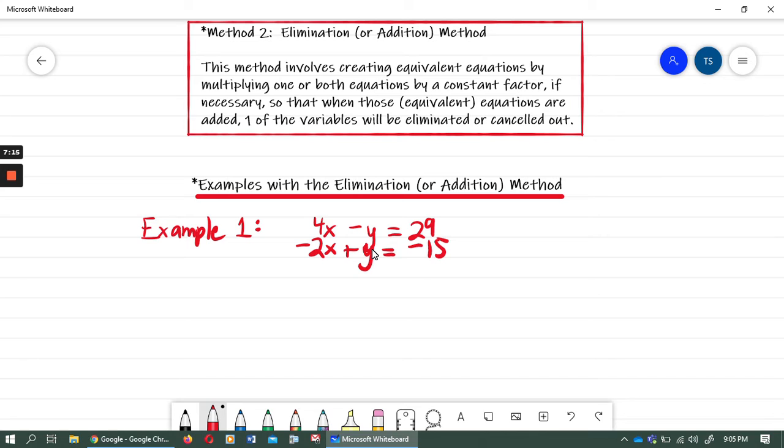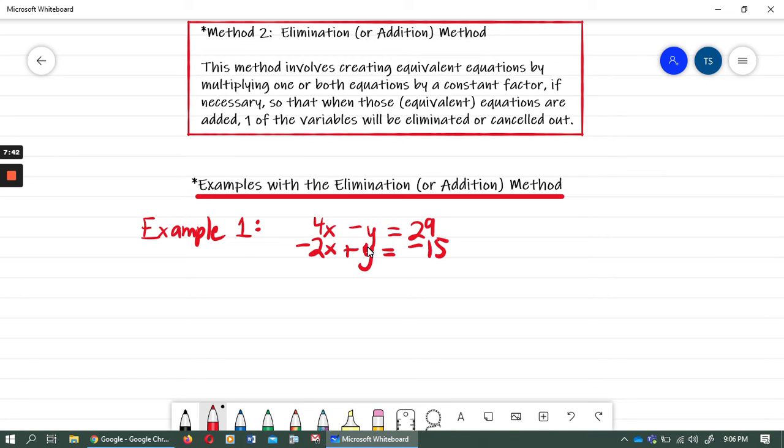Like for instance, guys, the coefficient of y in the top equation is -1, and the coefficient in the bottom one is +1. Those are opposites, -1 and +1. They are additive inverses. And so when we add together -1 and +1, they cancel each other out.